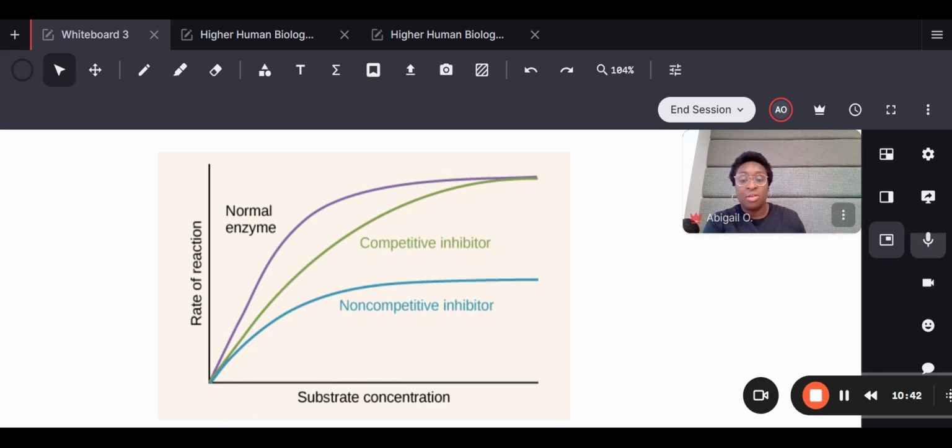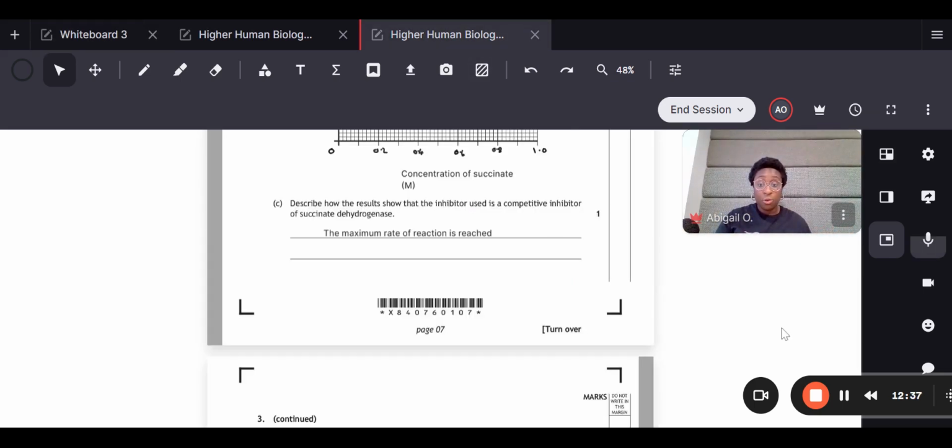So if we reach the maximum rate of reaction with an inhibitor, it's got to be a competitive inhibitor, because the only type of inhibitor that can still reach that max rate has to be competitive. Non-competitive inhibitors won't even reach that max rate. So we can say a number of things to basically express this answer. We can say the maximum rate of reaction is reached. That's one thing we can say.